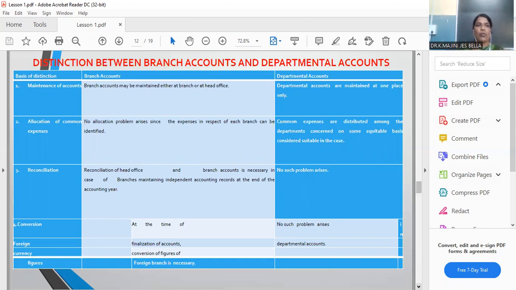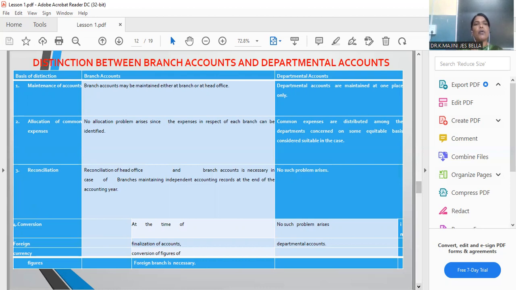First one is maintenance of account. Under branch accounts, the accounts are maintained either at a branch or at head office. But in the case of departmental accounts, they are maintained at one place only. That is the head office only. The second point is allocation of common expenses. Under branch accounts, no allocation problem arises since the expenses in respect of each branch can be identified. That is most important. But in the case of departmental accounts, common expenses are distributed among the departments concerned on some equitable basis considered suitable in the case.